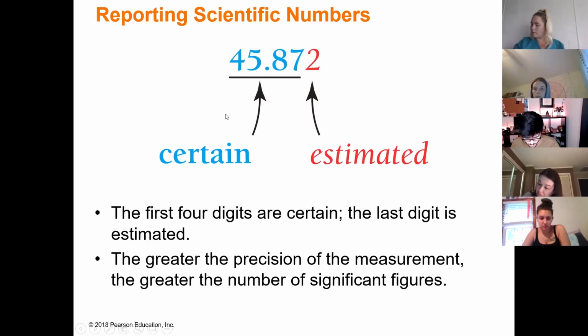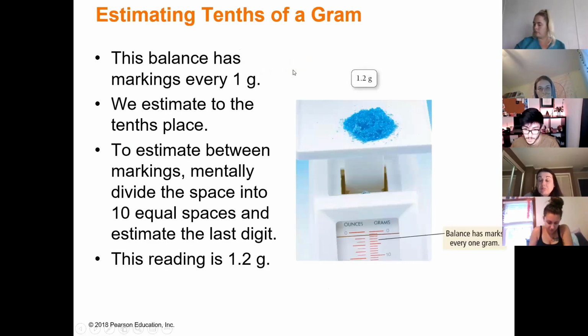The greater the precision, the more precise a number is, the more significant figures you're going to have. A significant figure is a number within a measurement that tells you something about how precise it is. Any non-zero numbers are all significant. It's usually the zeros that get us into trouble. Let's look at a couple different examples of how we can know certain digits, and then we have to guesstimate the last one.